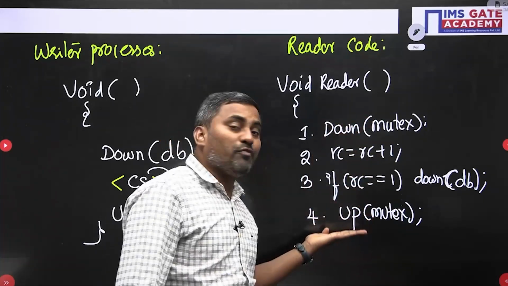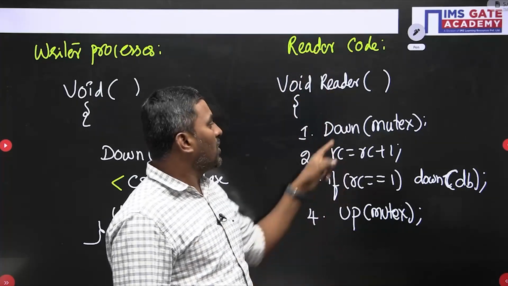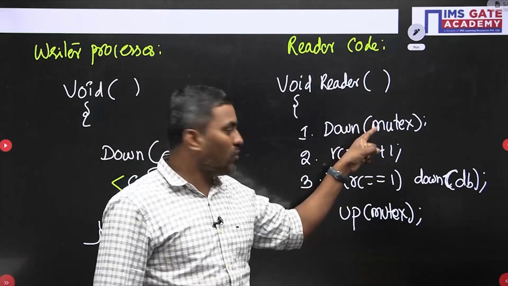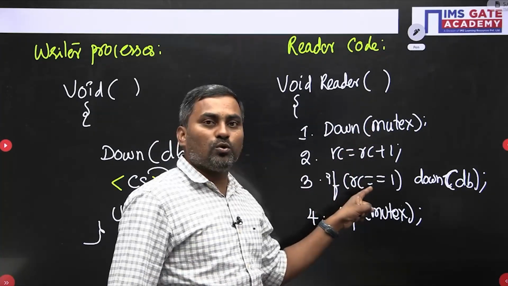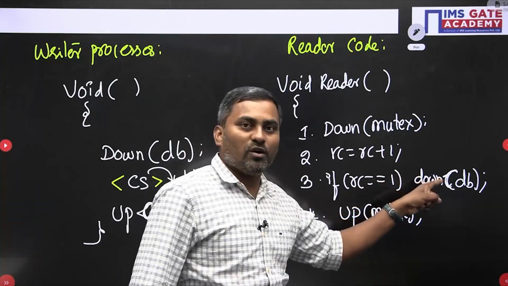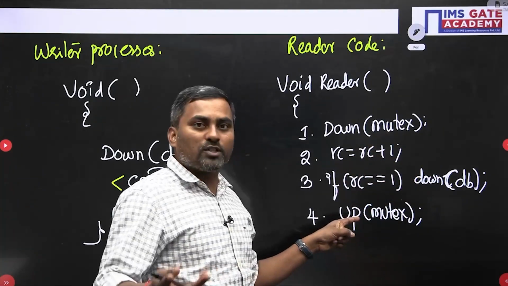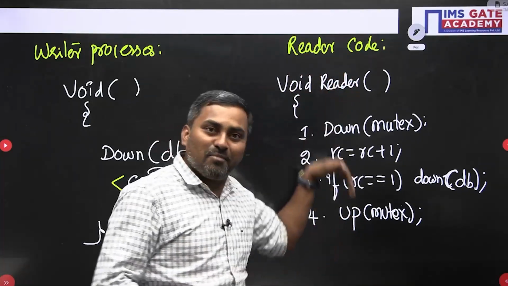So in this step, suppose reader R2 came. Down on mutex, mutex equal to 1, 1 down successful, I am making RC equal to 2. RC value 2, so 2 not equal to 1, condition is false, we are not looking at this. Then up mutex, mutex becomes 0 to 1, then the third reader can come. Now n number of readers come.